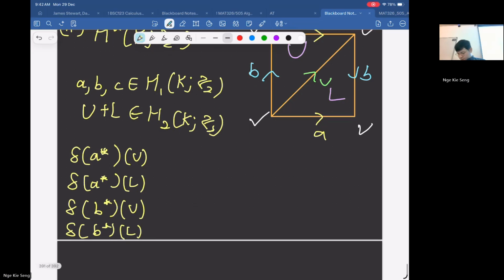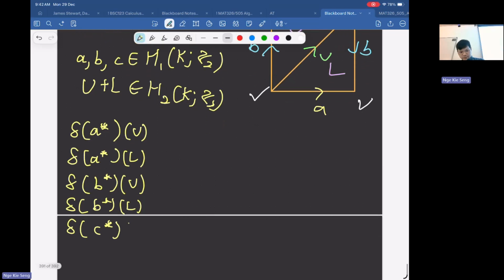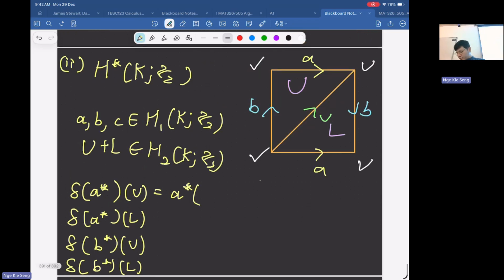Let's check the boundary map on all these duals, and then we're going to try to find the one cocycle. So what are these? Basically you apply A dual to the boundary of U. What's the boundary of U? It's actually A plus B plus C. Notice that there's no minus sign here. Why don't I care about the minus sign? Because our coefficient is Z mod 2, so you just put everything to plus.